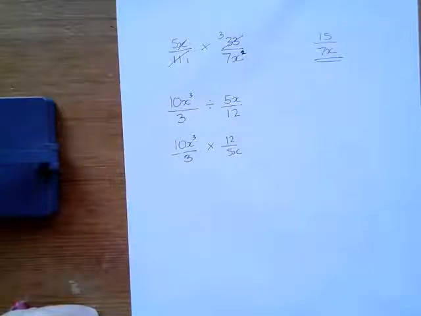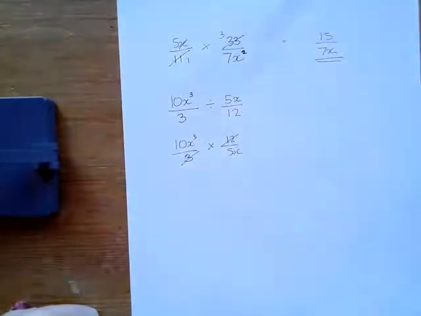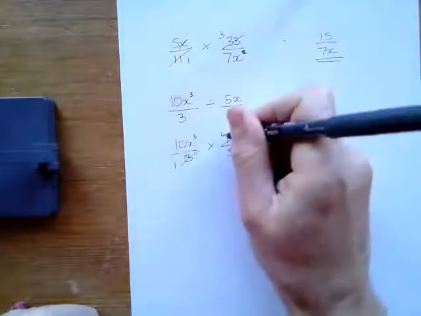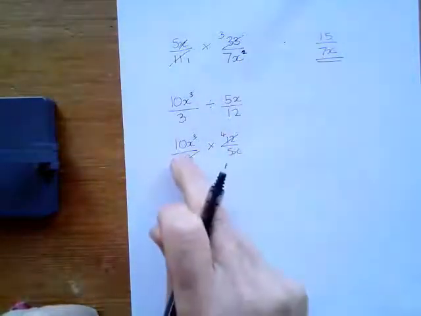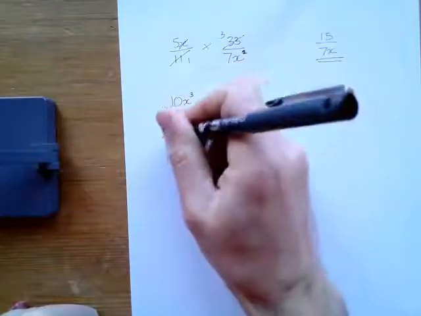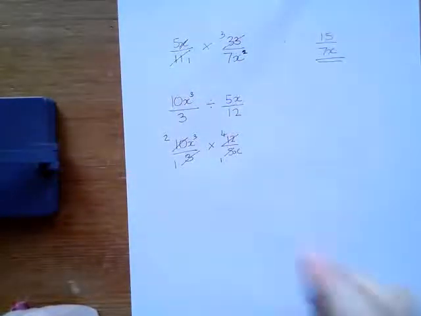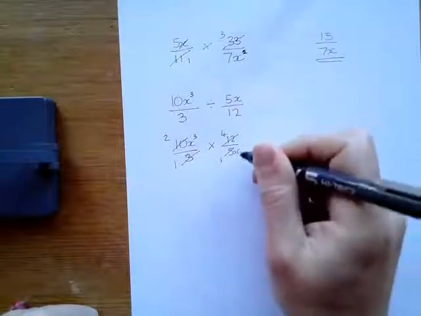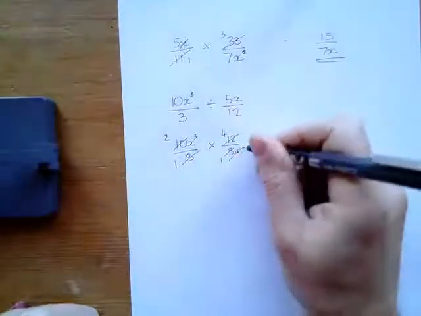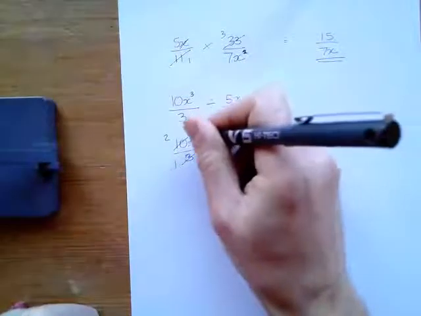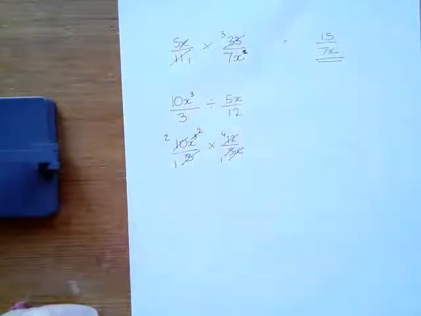Very, very simple. I looked through to see if there was anything that cancelled. I'm going to start with the 3 and the 12, turn it into a 1 and a 4. I can do the same with the 10 and the 5. That becomes a 2, that becomes a 1. And I can do the same with the x's. There's an x there and an x cubed there, so I can get rid of that x there, and that turns into an x squared.